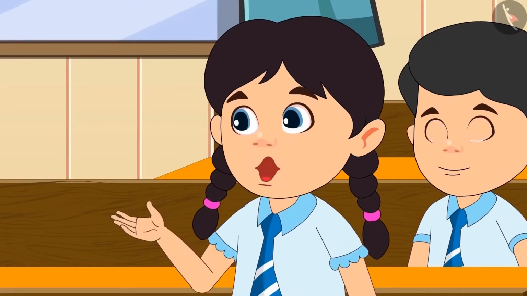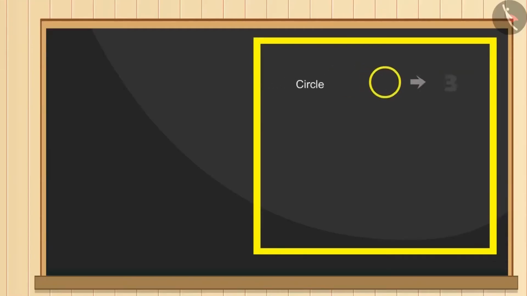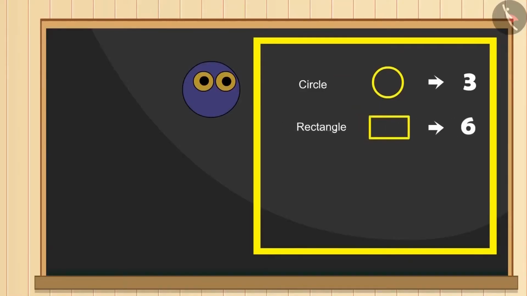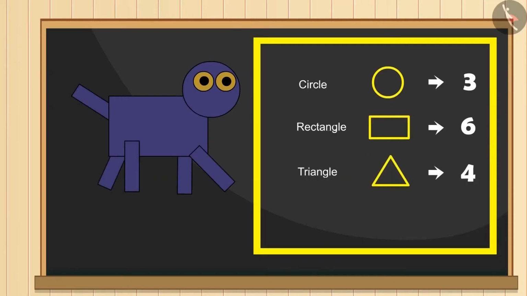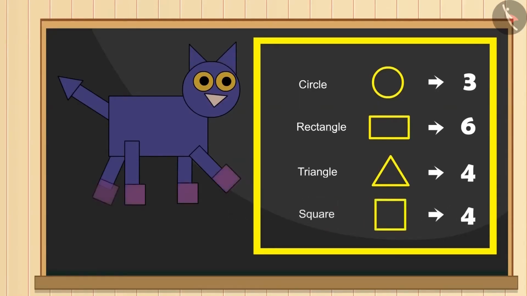Yes, teacher, I will try to do that. First of all, its eyes and face are made from 3 circles. Then its tail and 4 legs can be made with 6 rectangles. Now its ears, nose and upper part of its tail can be made with 4 triangles. At the end, its claws from 4 squares.